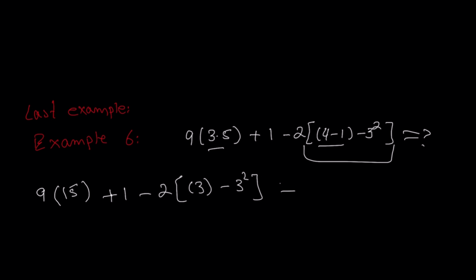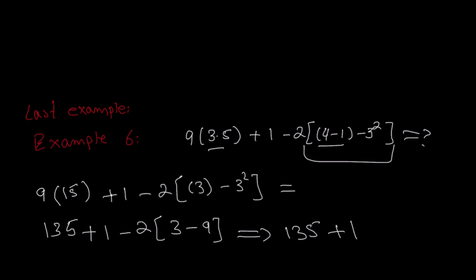Okay, now we will have to take care of the small parentheses. So 9 times 5 is 45, 9 times 1 is 9, 9 and 4 will be 135, I hope I'm not wrong. 9 times 15 is 135, plus 1 minus 2. 3 minus 3 squared will be 9. Now let's move on to the example, 135.